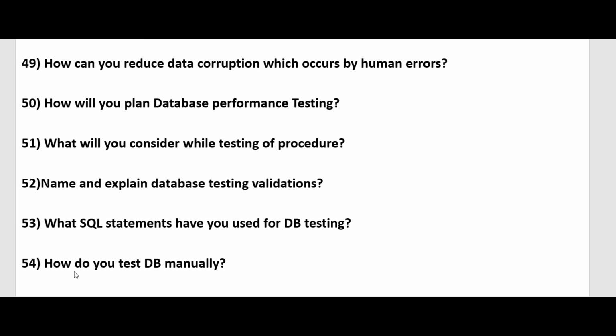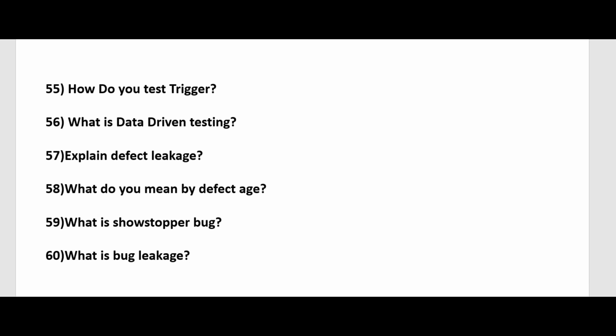How do you test a database manually? The 4 operations again: CRUD, create, retrieve, update, and delete. You perform them in the front-end application and verify that data is changed accordingly in the back end. And that's how you do database testing manually. How do you test triggers? By querying the common audit log, where we can see the trigger fired.